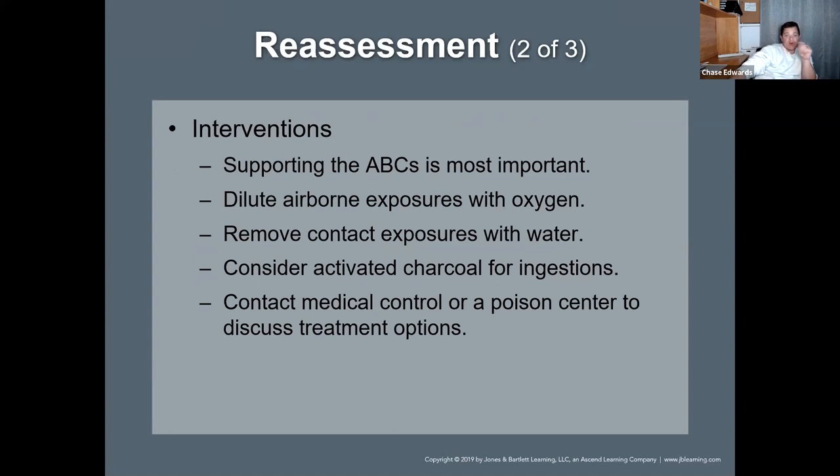So interventions: treatment depends on what the patient was exposed to, how he or she was exposed, and other signs and symptoms found in your assessment as well. Supporting the ABCs is going to be your most important task. Dilute airborne exposures with oxygen if you can. Remove contact exposures with copious amounts of water unless it's contraindicated. Consider activated charcoal for ingested poisons. These patients may vomit at any time, so continuously monitor their airway. And then contact med control or a poison center to discuss treatment options as well.